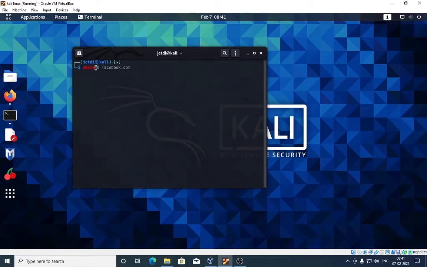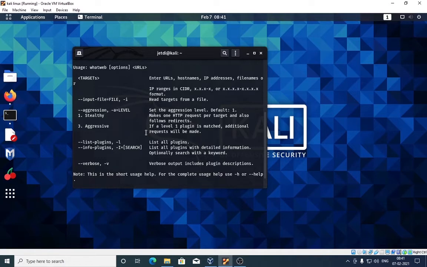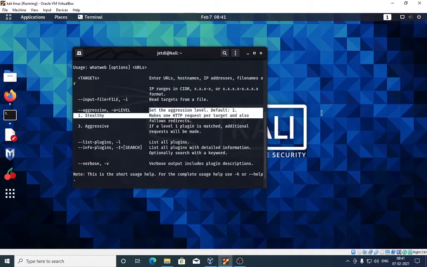Now it's time to do some hands-on practice. Type whatweb and press enter. It is showing us the syntax that we can use with the whatweb tool. So first one is target. In the target, we can use URLs, host names, IP address ranges, and so much more. And here you can see the default method of scan is set to 1, which means it is stealthy and aggressive.